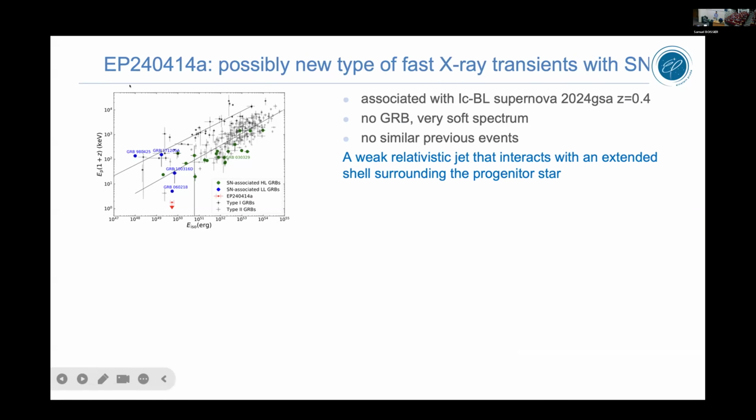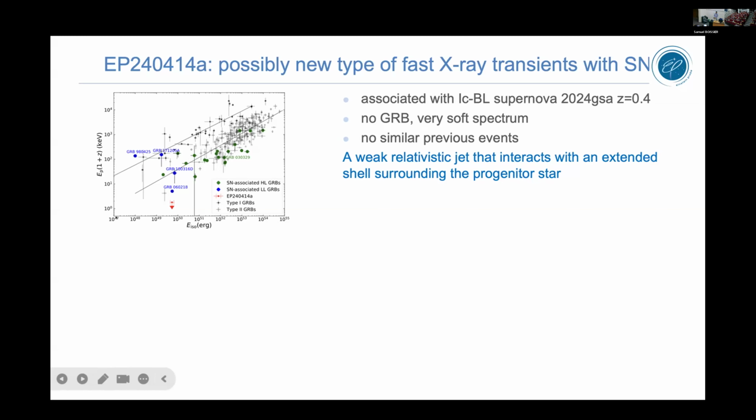For EP, the first one I want to introduce is EP240414A. It's possibly a new type of fast X-ray transient associated with supernova. The optical counterpart of this source is a type Ic broad-line supernova.